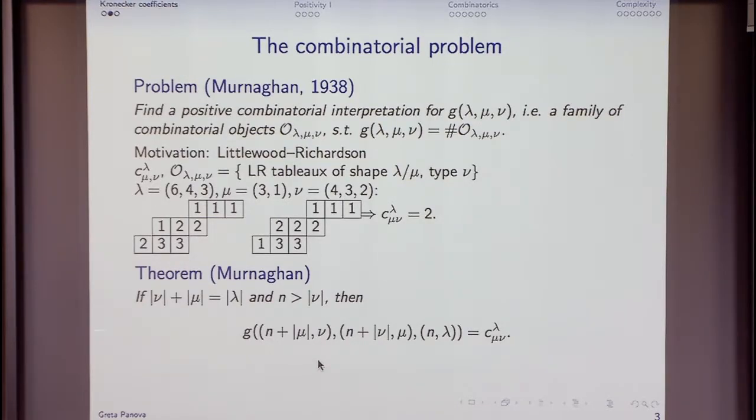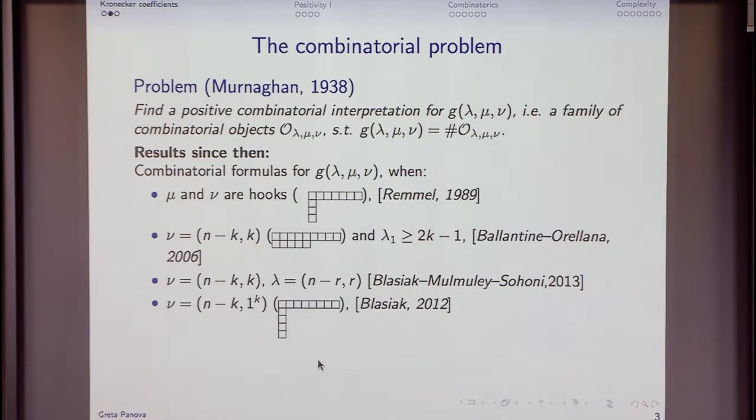And just to continue with the connection, it turns out that for special cases of partitions, the Kronecker coefficient is actually equal to a Littlewood-Richardson coefficient. So in these cases, thanks to the combinatorial interpretation for Littlewood-Richardson, we also have the combinatorial interpretation for the Kronecker coefficient. But of course, people in combinatorics want something more general than that.